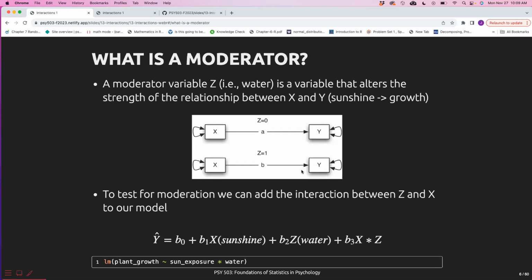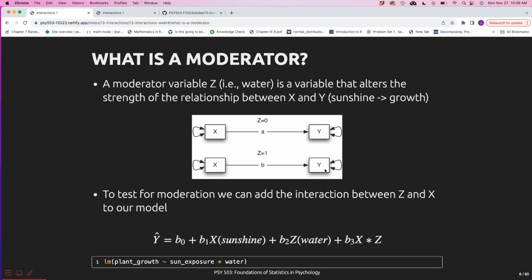However, when we have lots of water, so Z equals 1, what we see is that this relationship between X and Y, between sunshine and growth, becomes a lot stronger. And we'll have luscious plants. So if we go into Brooke's office, just bustling plants everywhere, if we have lots of water.